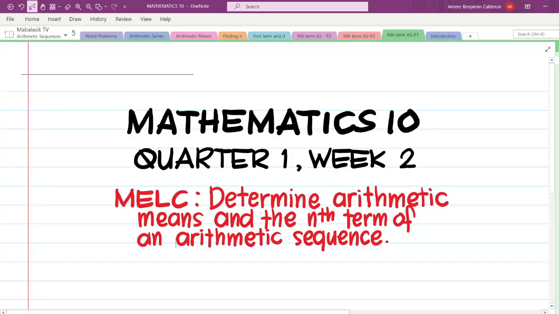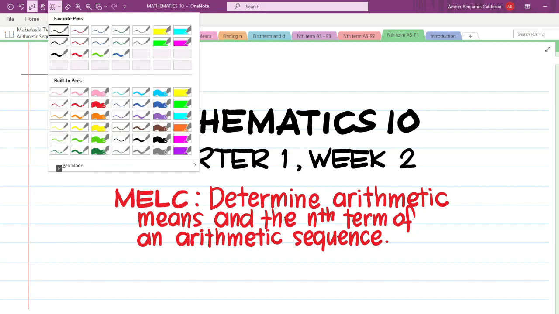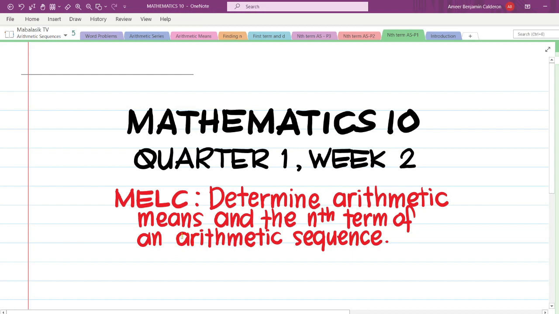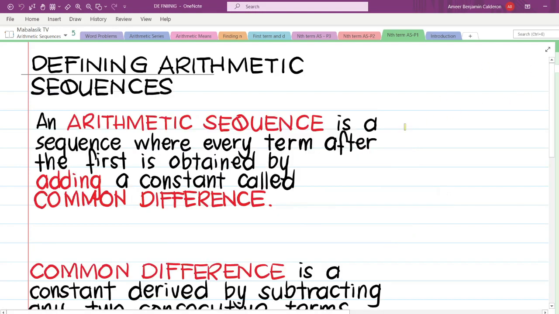Week 1's finished. Let us now proceed to week 2 of quarter 1, wherein we have to determine arithmetic means and the nth term of an arithmetic sequence. Needless to say, but I'll say it anyway, we are going to be introduced to our first type of sequence called an arithmetic sequence. Let us now define what an arithmetic sequence is.